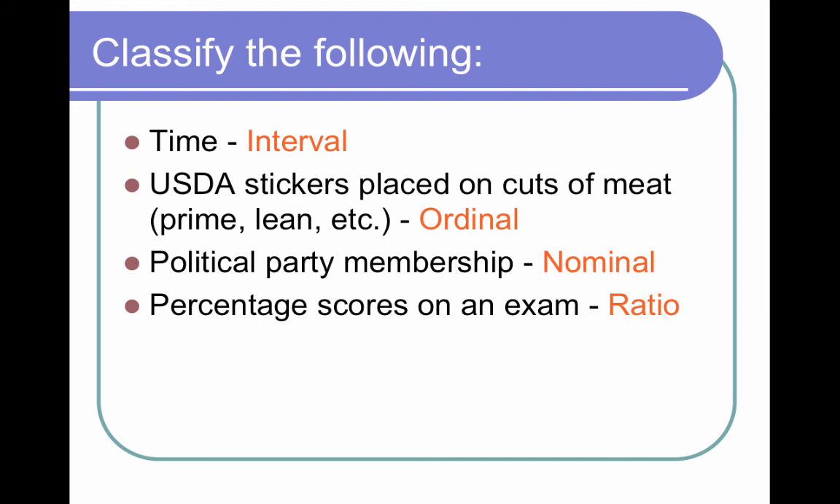Now, political party membership is nominal. You may find some argument with my father-in-law here. He would consider that to be ordinal, with one definitely better than the other, but that's not the case. When you're classifying data, they're mutually exclusive. You're a Republican, you're a Democrat, you're an independent, etc. So it is nominal. And then the last one, percentage scores on an exam. That is ratio, because you can have an absolute 0, which I certainly hope that you do not.